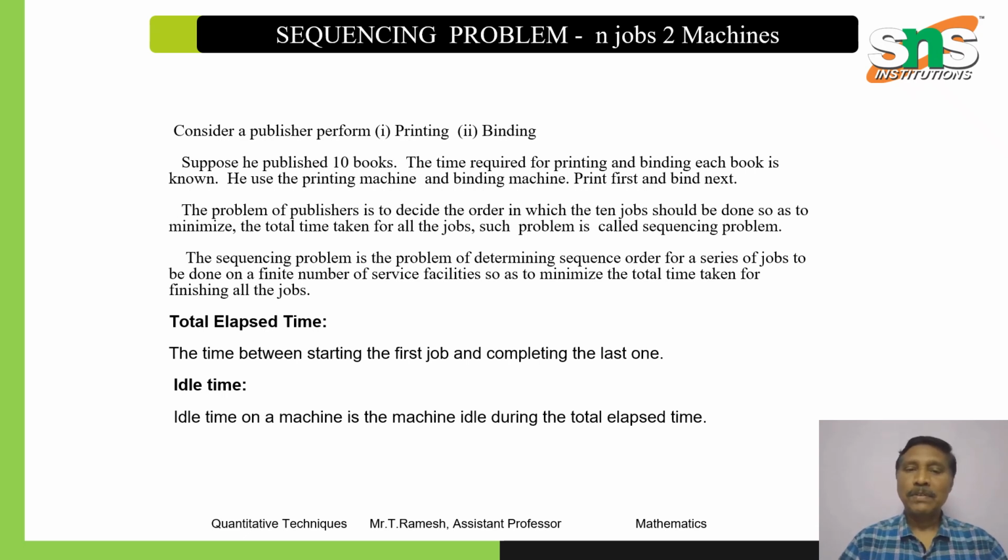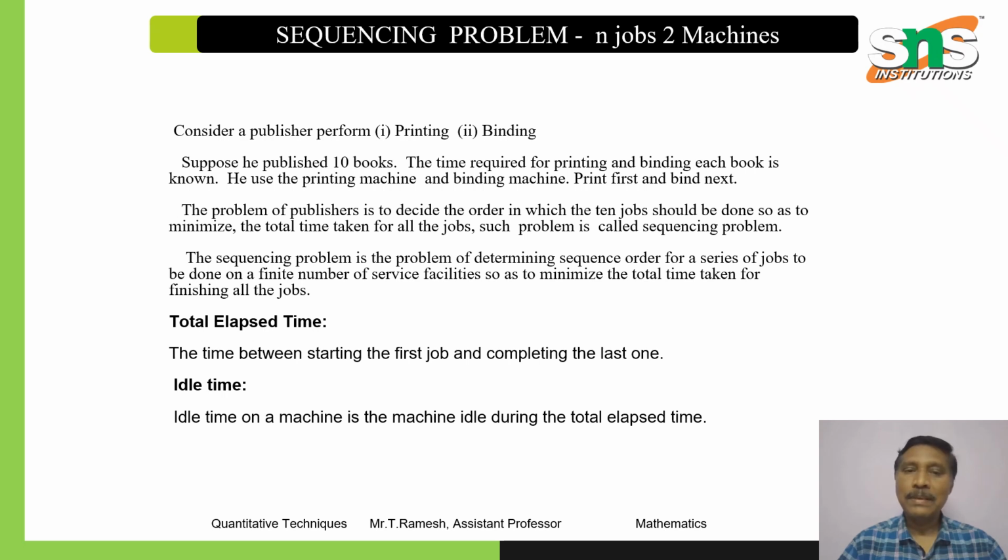Consider a publisher who performs two operations. The first one is printing and the next is binding. Suppose he publishes some 10 books. The time required for printing and binding each book is known. He uses the printing machine and the binding machine. Print first and then go to bind next. The problem of the publisher is to decide the order in which the 10 jobs should be done so as to minimize the total time taken for all the jobs. Such a problem is called a sequencing problem.